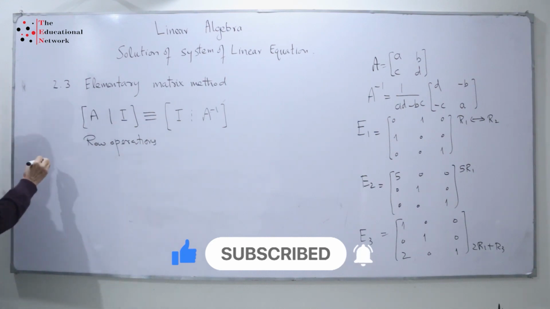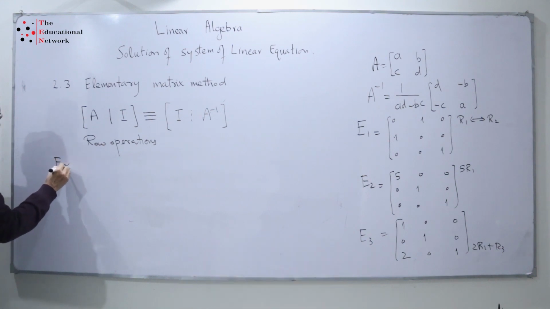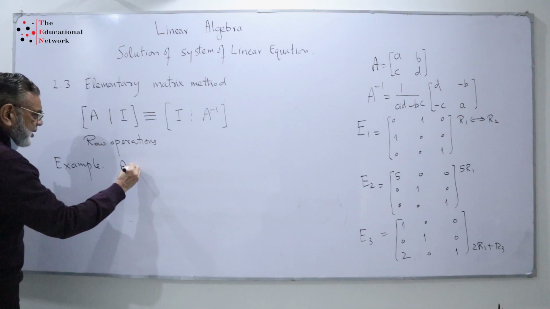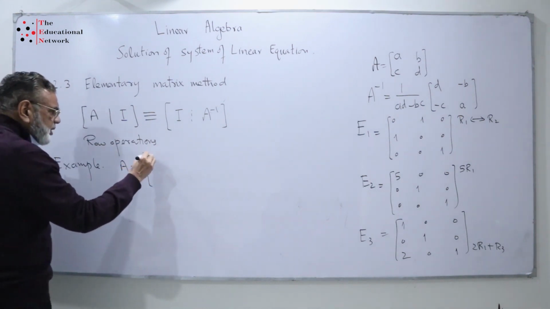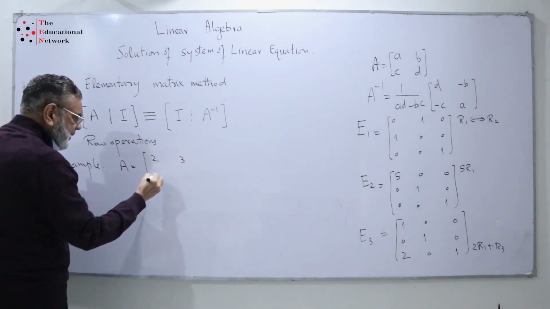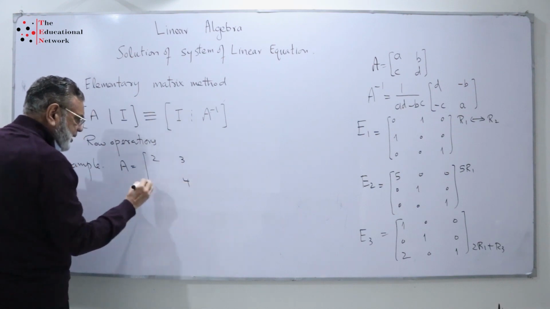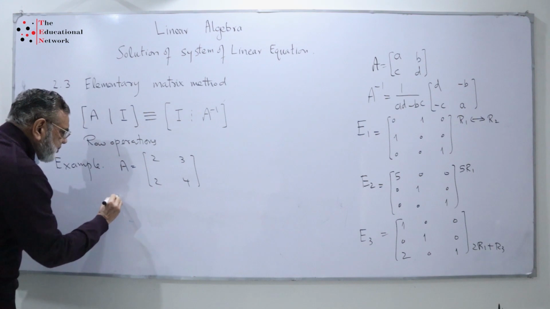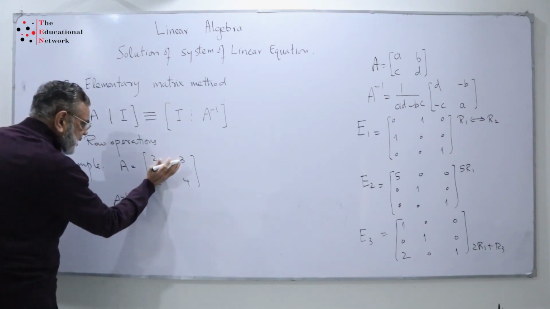I take a small example and show you with the help of that example. I have a matrix A. My matrix A is 2, 3, 4, and 2. To find A inverse, I take here 1.